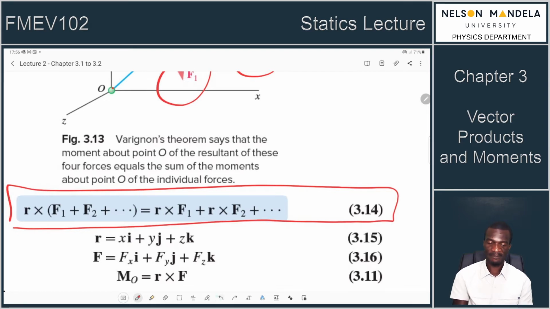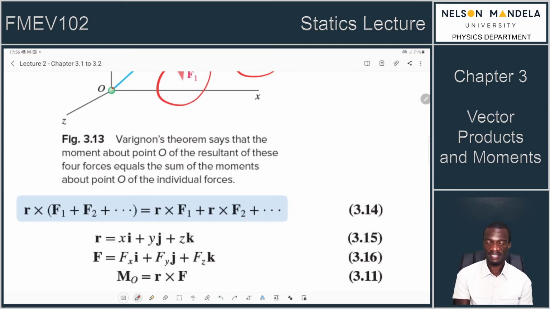It simply says that the moment, which is defined M_O, is equal to R cross F. So R cross F is in this case equal to R cross many F's. We are simply using the distributive property of vector cross products to come up with this product, which is simply the same as R cross F1 plus R cross F2, and so on and so forth.